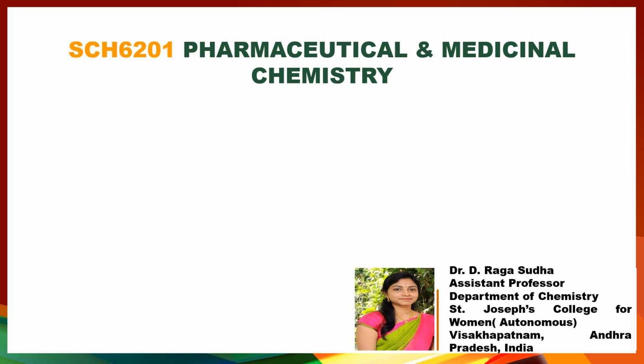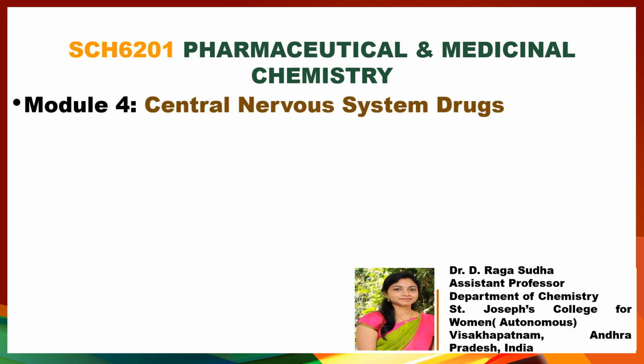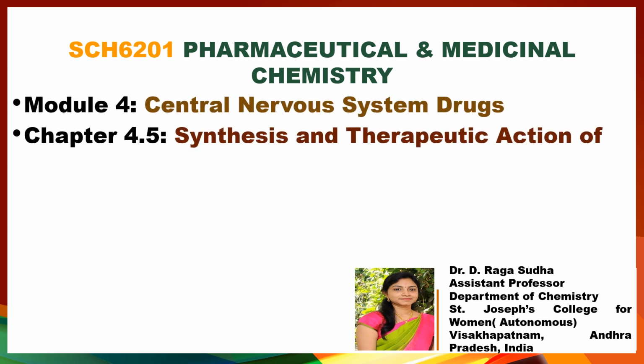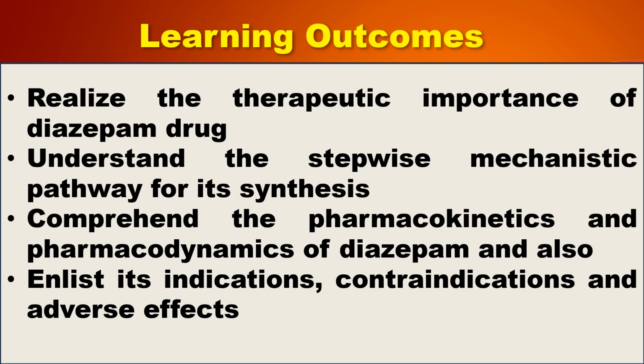Welcome to Pharmaceutical and Medicinal Chemistry, Module 4 Central Nervous System Drugs, Chapter 4.5 Synthesis and Therapeutic Action of Diazepam. Learning Outcomes. At the end of this chapter, you will realize the therapeutic importance of diazepam drug. You will be able to understand the stepwise mechanistic pathway for its synthesis.